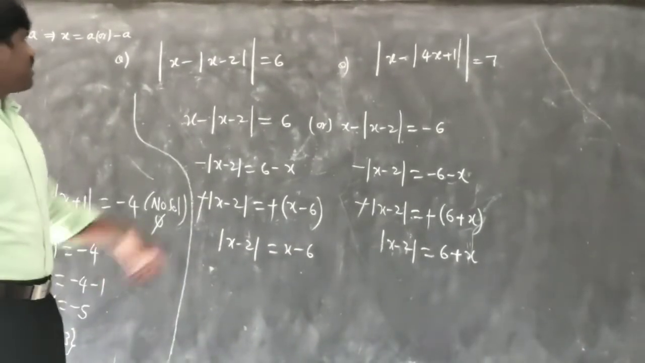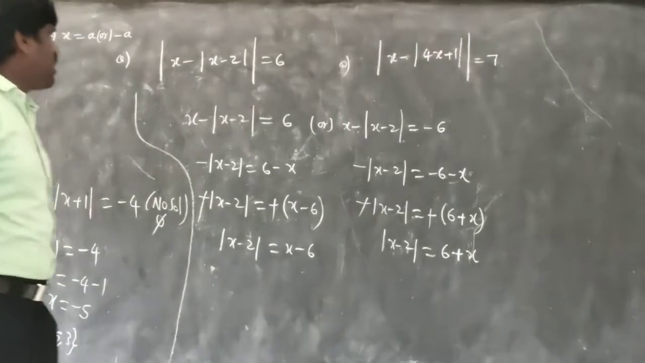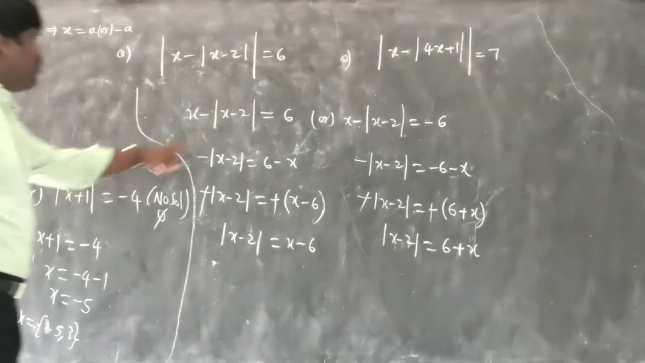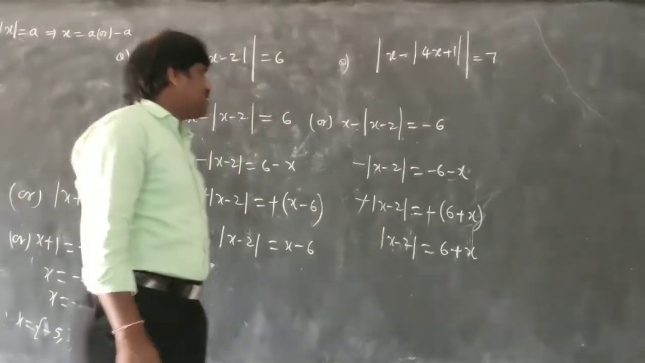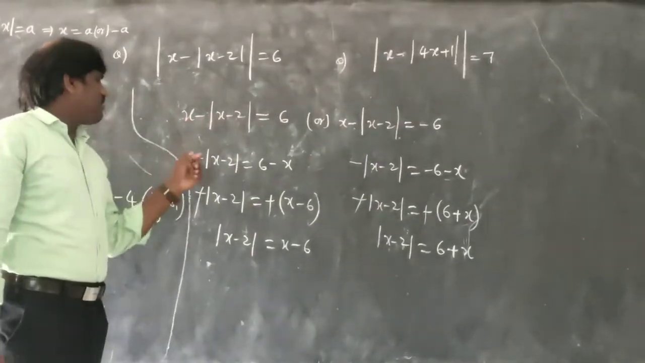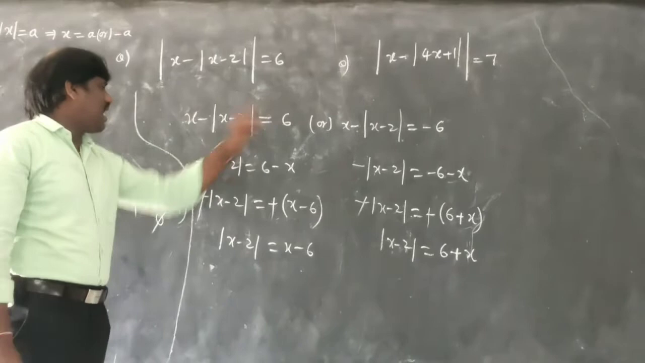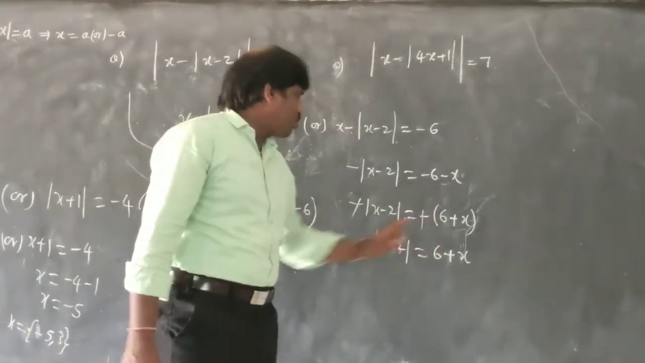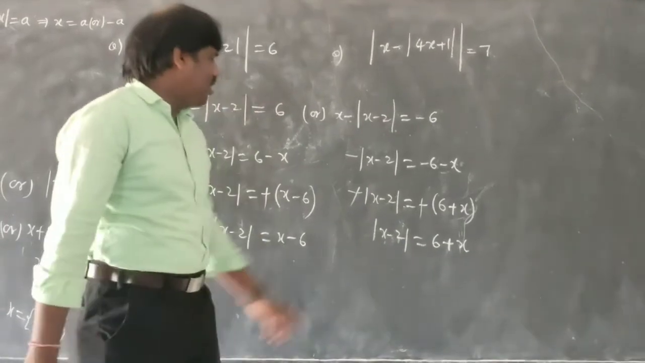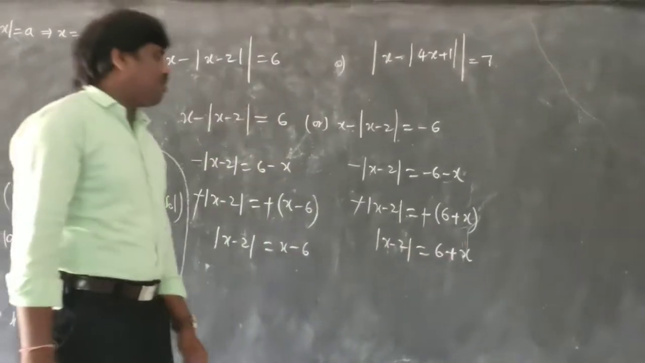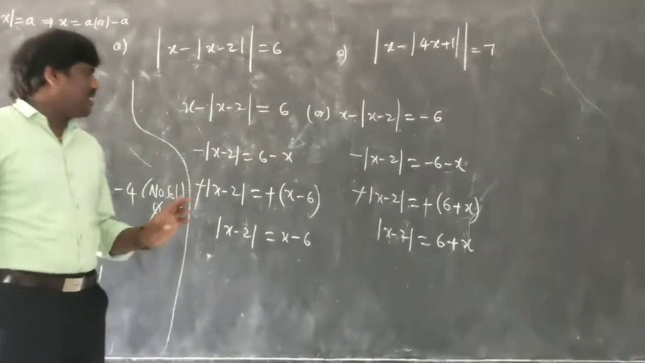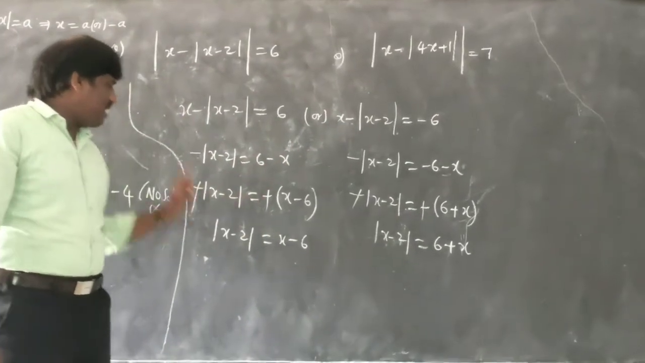So what happened here, this question, x minus mod of x minus 2 is equal to 6. You have once plus 6 and once minus 6. And this plus x I had sent that side. Minus I took common. Minus minus gets cancelled. Mod of x minus 2 is equal to 6 plus x. And the same thing here, plus x and that side minus x. Took the minus common. Minus minus cancelled.